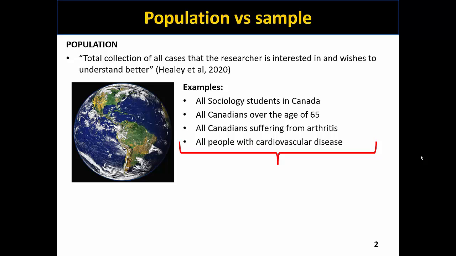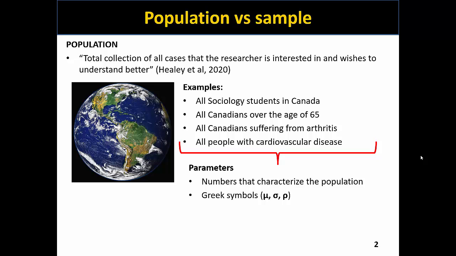Now, access to every element or every person in a population is not very realistic. So from that, we obtain samples where we recruit and evaluate data from a much smaller subset of the larger population. And when we generate numbers that reflect the population, we refer to those numbers as parameters. And so in unique instances where we do have data generated from the population, we would describe those using Greek symbols, mu, sigma, and rho.